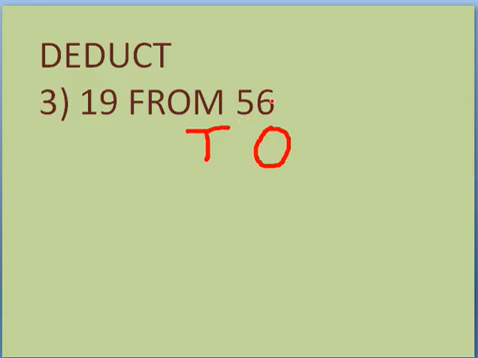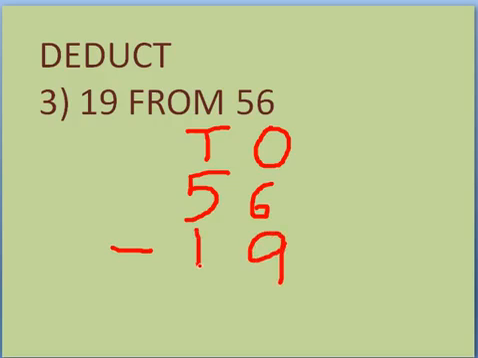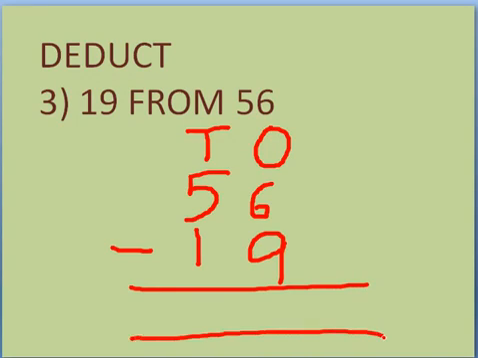In 56, 6 is at ones place and 5 is at tens place. So we will write 6 at ones place and 5 at tens place. Now we have to deduct, means we have to subtract, so we will put the symbol of subtraction. Then coming to the next number, that is 19. 9 is at ones place and 1 is at tens place. So we will write 9 here at ones place and 1 at tens place, and we will start our subtraction.